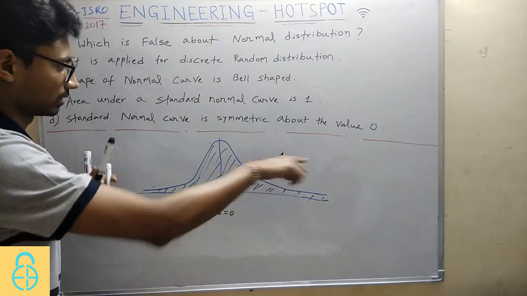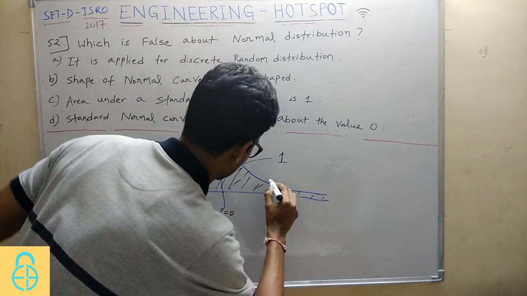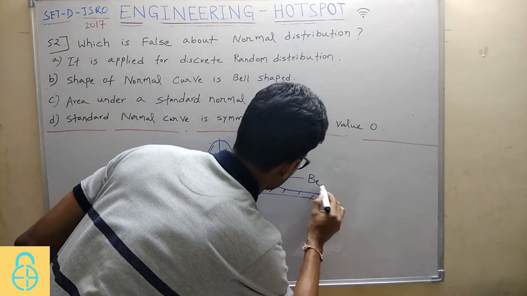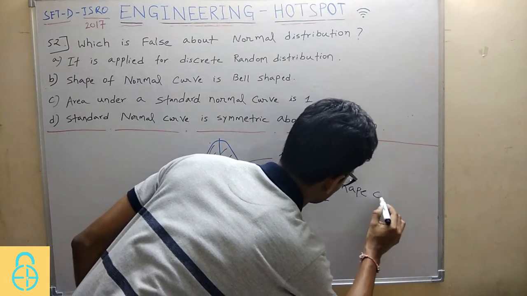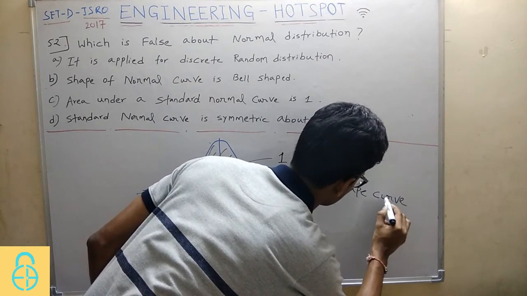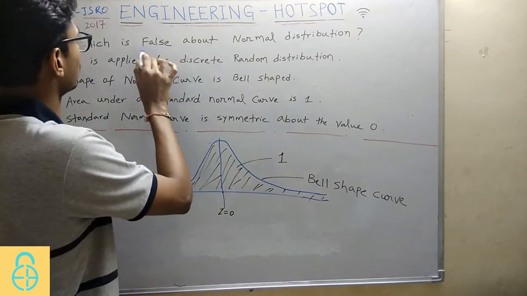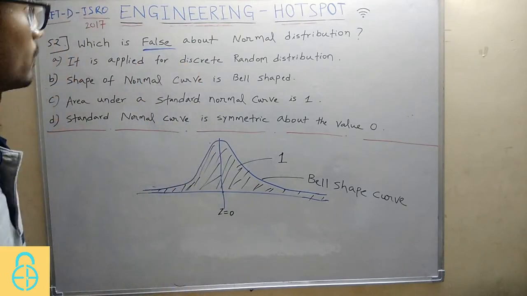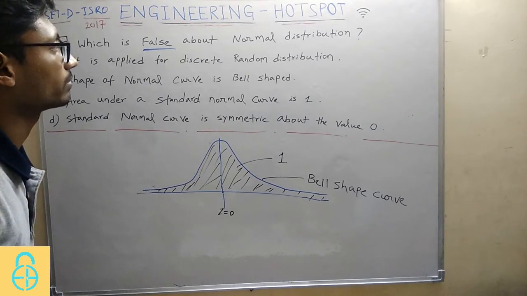And the shape is like a bell, so it's also called a bell shaped curve. So let's see what they are saying in the options. They wanted to know which is false, not true. The first statement is: it is applied for a discrete random distribution.